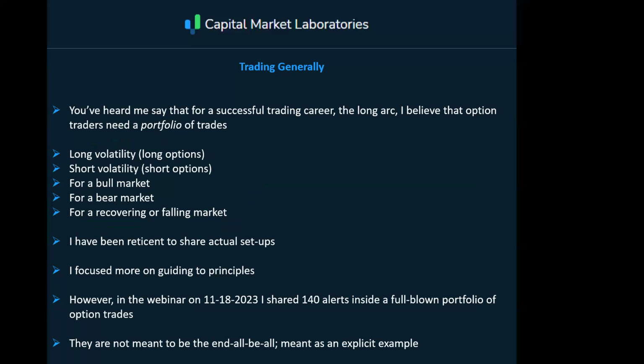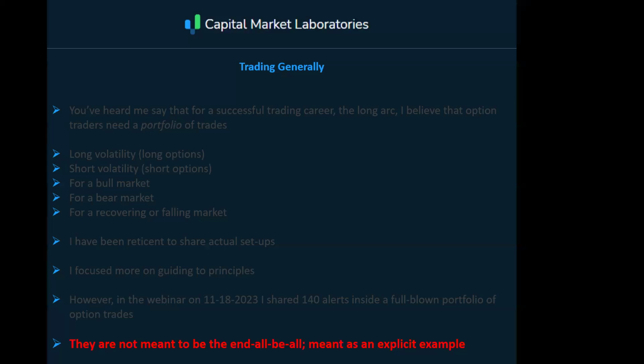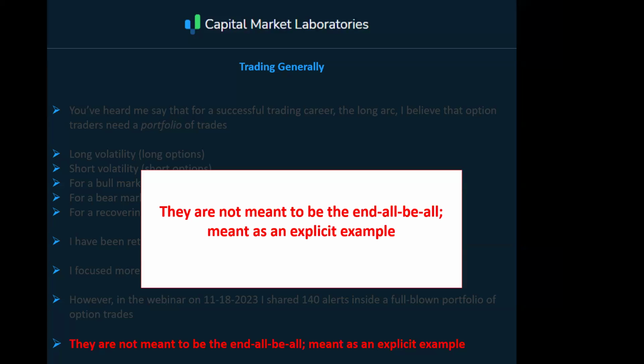I said they're not meant to be the end all be all, right? I did broad strokes before, and then I did more specific. So they're explicit examples, but they're not the end all be all. Those were examples. These next 150 are examples.